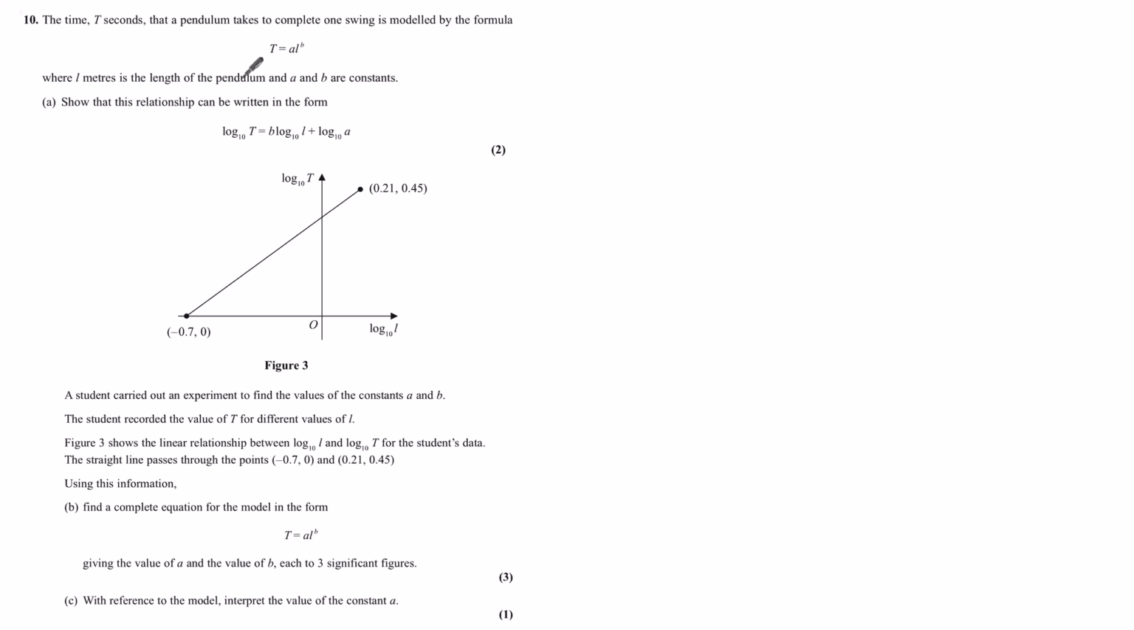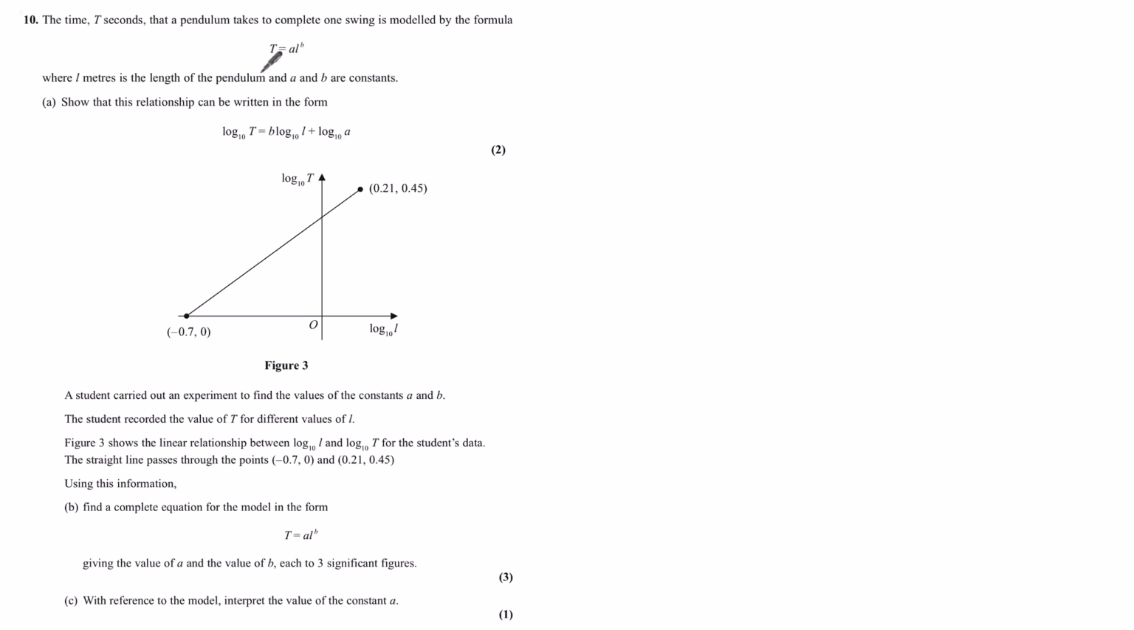Question 10. The time, t seconds, that a pendulum takes to complete one swing is modelled by the formula t is equal to a times L to the power b, where L meters is the length of the pendulum and A and B are constants. Part A, show that this relationship can be written in the form log base 10 t is equal to b log base 10 L plus log base 10 A.